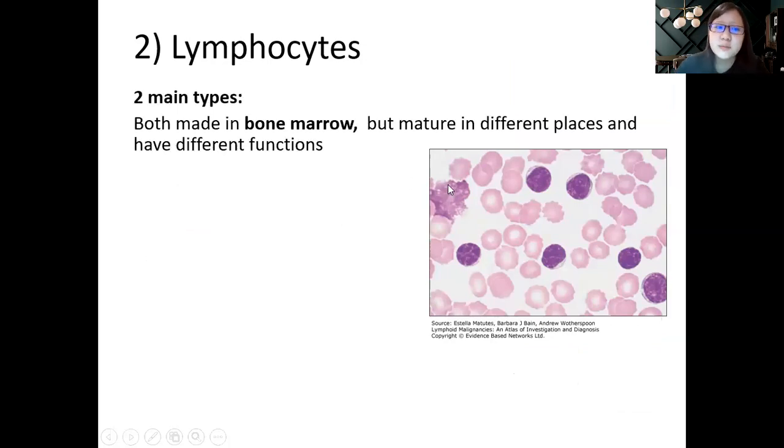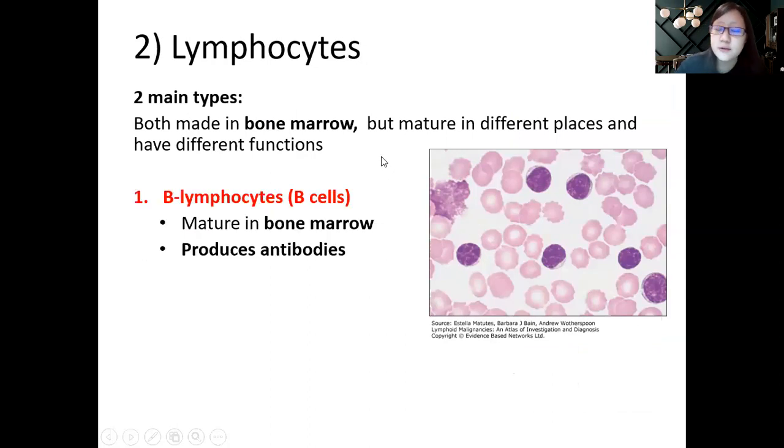In general, there are two main types. Both are made in bone marrow, but mature in different places and have different functions, and that influences their names. So number one, you have B lymphocytes, or B cells, we call them. They mature in the bone marrow. So they are made in the bone marrow and mature in the bone marrow, therefore B stands for bone marrow, makes sense. And B lymphocytes are in charge of producing antibodies.